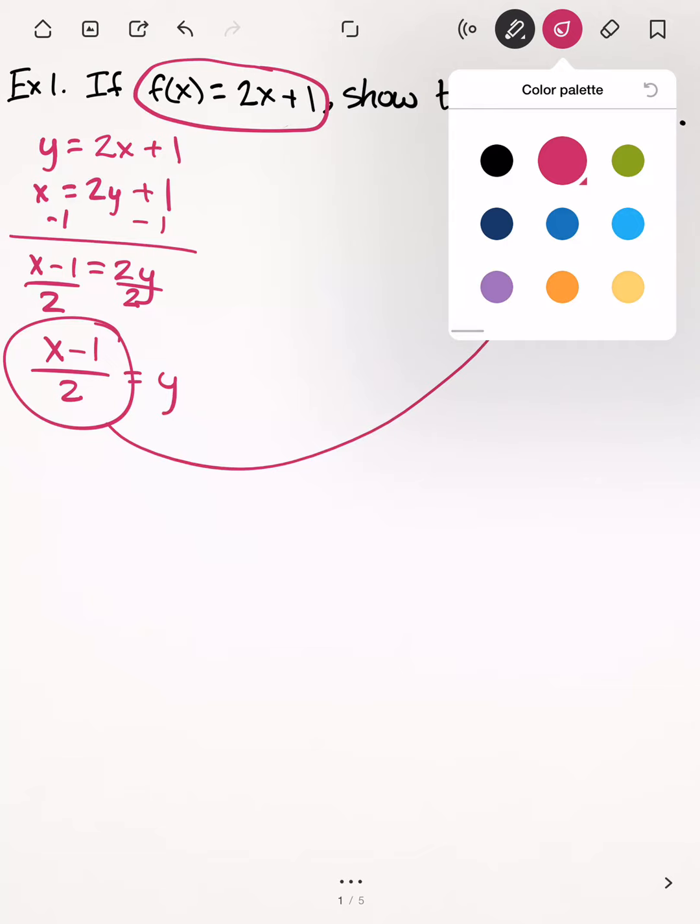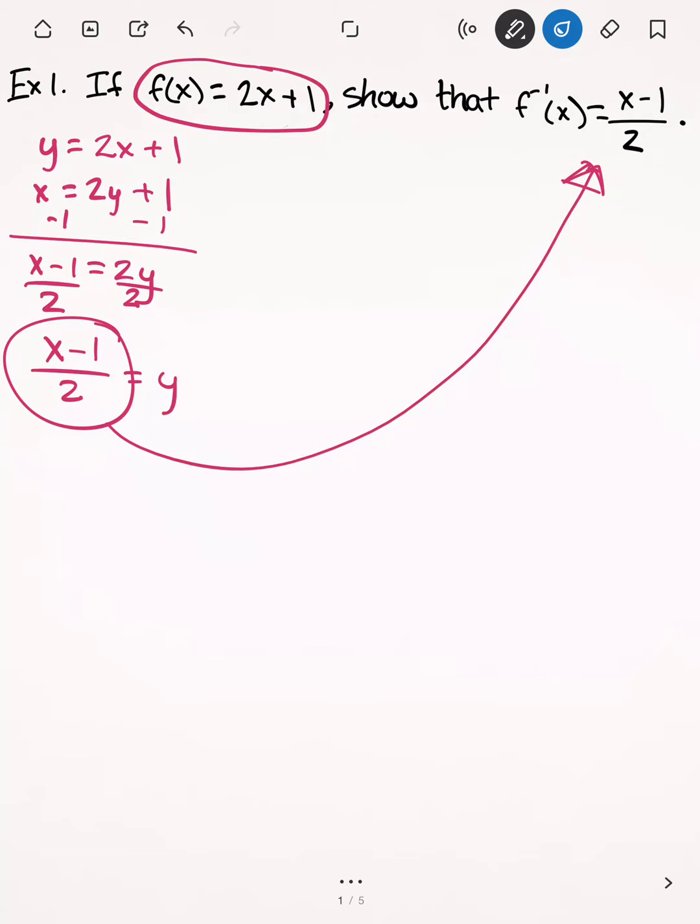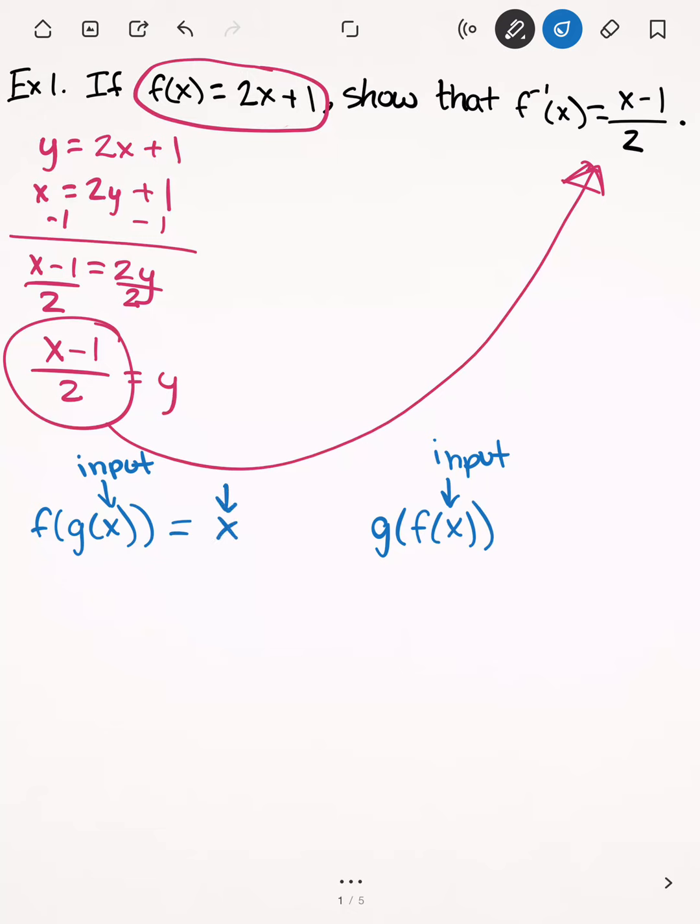I'm going to switch colors. If I find f of g of x, and then I find g of f of x, notice my input is x. My output would have to also be x in order for them to be inverses. So if my output is x, then they are inverses.